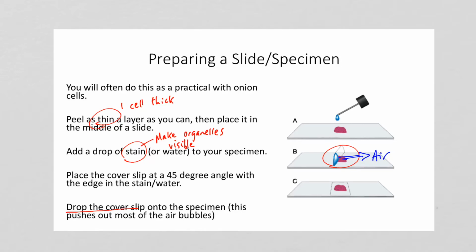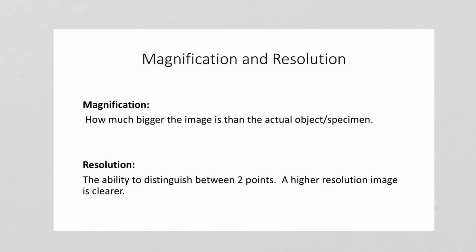We're going to get into some key words now. Magnification, very simple, how much bigger the image is than the actual object or specimen. Resolution is a trickier one. Resolution is the ability to distinguish between 2 points. And I've said here a higher resolution image is clearer. This does not mean the same thing as focus.